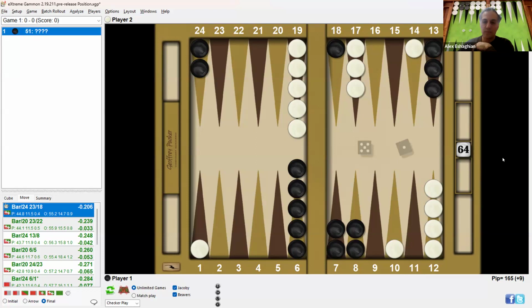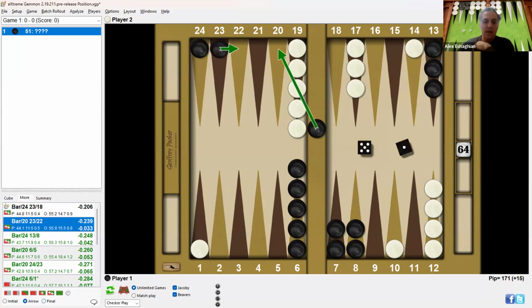The other play that looks a little bit more natural is to come in on the 20 with bar 20 and 23, 22, and that results in this position. This is nice because all of your checkers are split and you have good chances of making an advanced anchor. However, it is not the top play. So let's take a look at why.